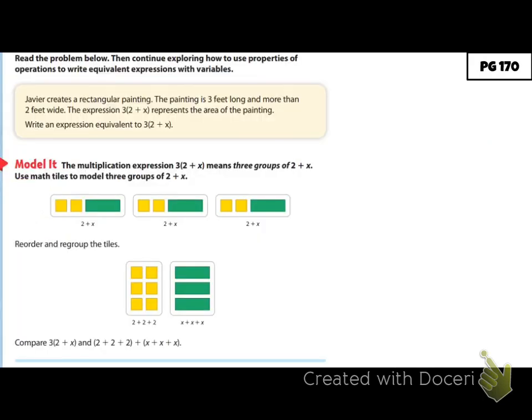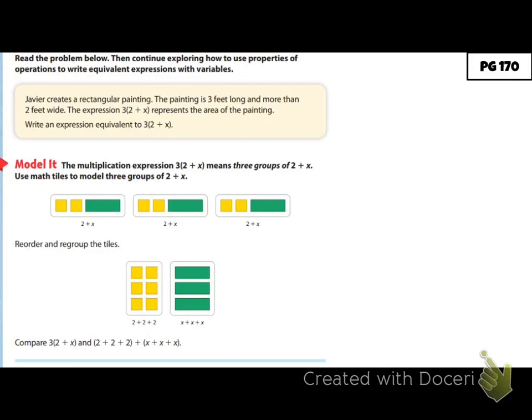Okay, the next problem says Xavier creates a rectangular painting. The painting is 3 feet long and 2 plus x feet wide. The expression 3 times (2 plus x) represents the area of the painting. Write an expression equivalent to 3 times (2 plus x). So in the model it, the multiplication expression 3 times (2 plus x) means 3 groups of 2 plus x. So we can use math tiles to model this.